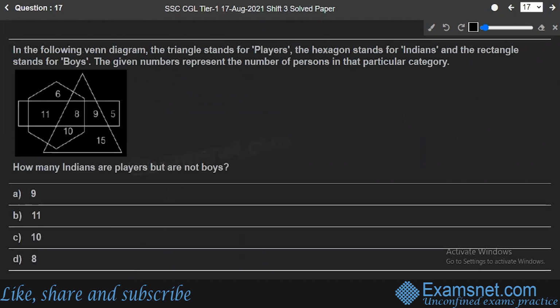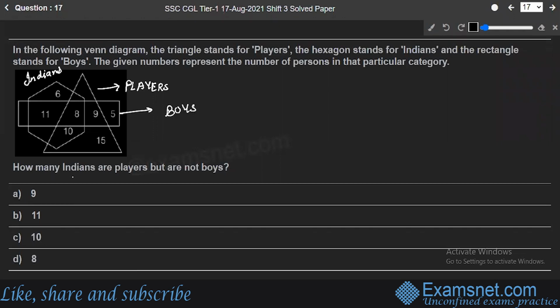Question number 17. In the following Venn diagram, the triangle stands for players. Hexagon means Indians. Rectangle means boys. The given number represents the number of people in that particular category. So first of all, let's write down that the triangle represents players. This hexagon represents Indians. And then you have this rectangle, which represents boys.